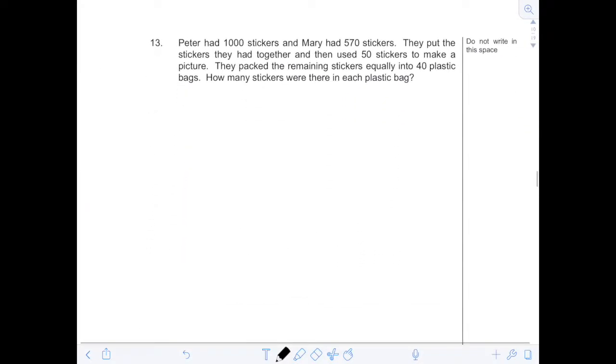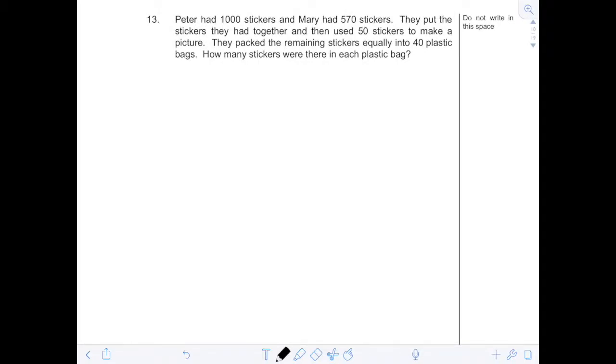Okay, now for question 13, Peter had 1000 stickers and Mary had 570 stickers. They put the stickers they had together and then used 50 stickers to make a picture. Alright, so the first bit of information here is Mary and Peter had this amount. Now you see I'm going to group them together with the next portion, because it says they put them together. So basically it's just 1000 plus 570.